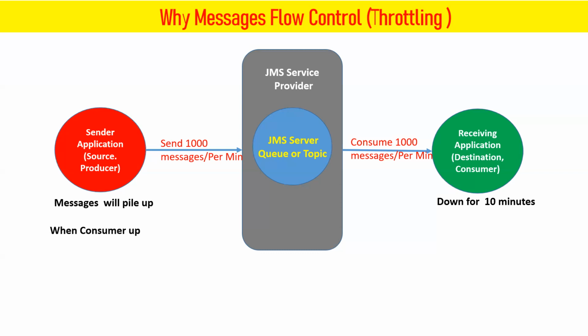If your destination is down for 10 minutes, then almost 10,000 messages will be piled up, because the sender was expected to send 1,000 per minute, and your destination is down for 10 minutes. That means 10,000 messages get piled up, and when your consumer is up after 10 minutes, it will try to send all messages together. That means it will try to send 10,000 messages together, and your consumer is expected to consume all the 10,000 messages.